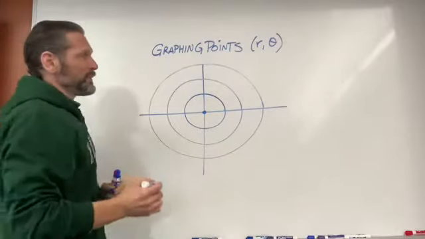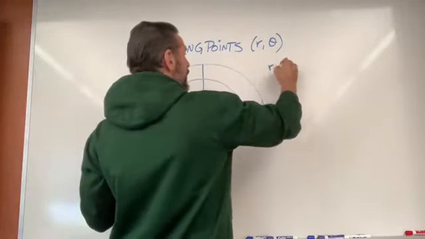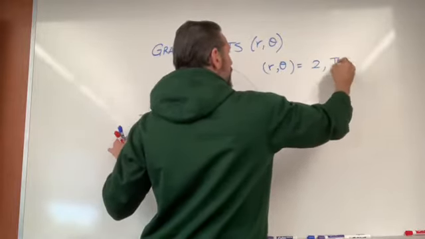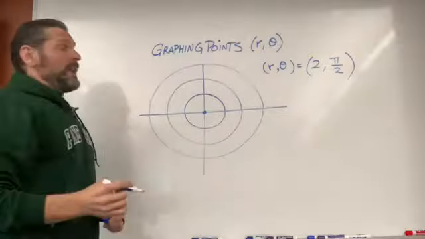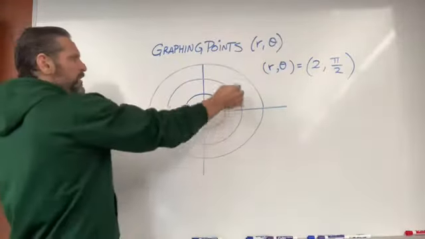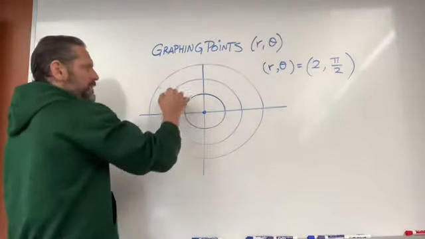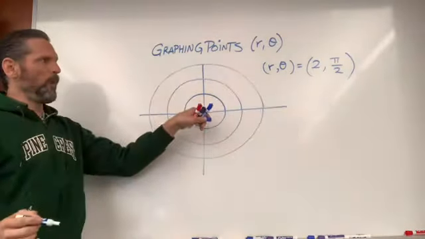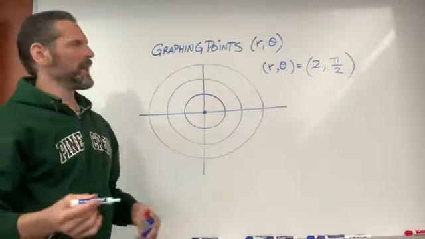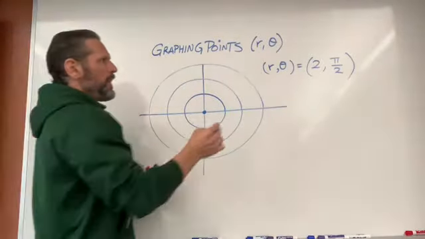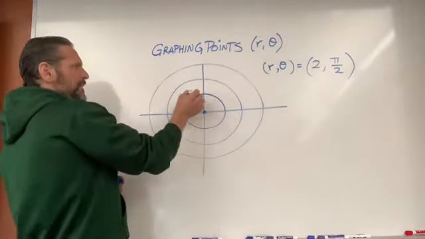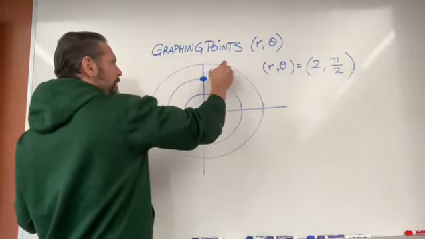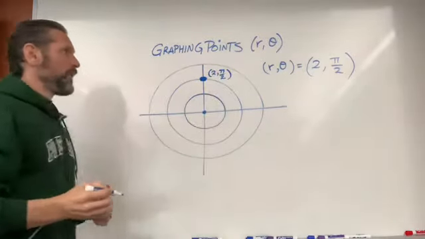So I could ask you to graph a point like r theta equals directed distance 2 at an angle of pi over 2. Directed distance is 2. Well, this circle has points that are all a directed distance of 2 away from the pole, and they have infinitely many angles. We are interested in the one that is at pi over 2. When our angle is pi over 2 and our directed distance is 2, we have this, 2 comma pi over 2.